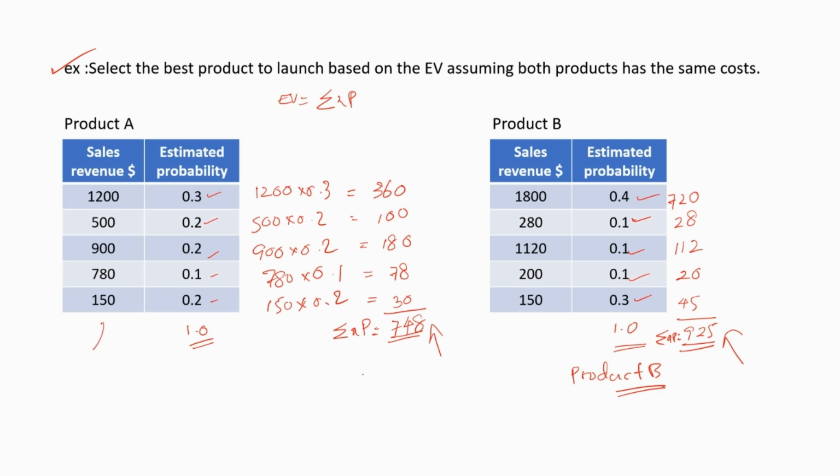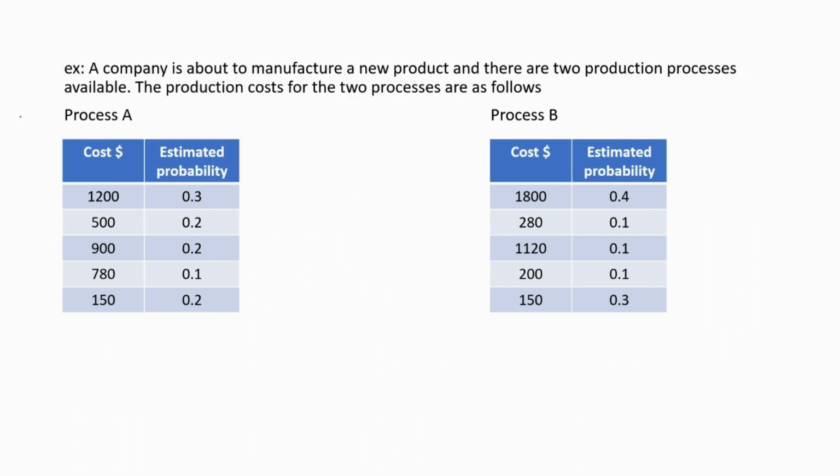These types of tables are called probability distributions, which means these tables include all the possible outcomes for a given scenario and the respective probabilities. Now let's do this example.